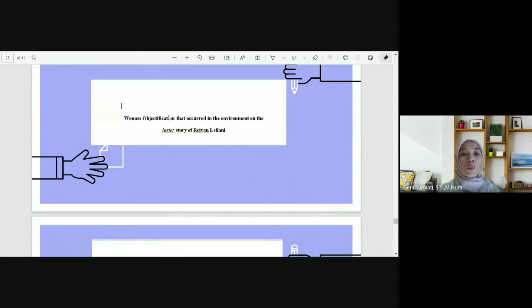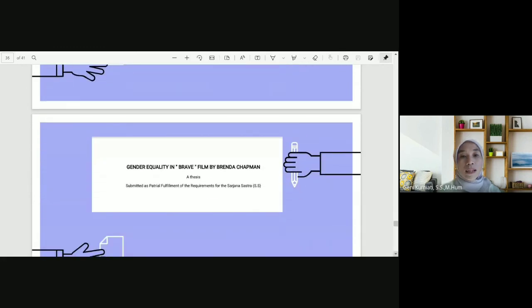And then Woman Objectification in Lost Her Story by Raven Leilani. Woman objectification, I think this is about women's studies, feminist issues. And here it's not only feminist issues mentioning women, but there is objectification. So women's objectification, I think it's clear and specific. So this is acceptable.